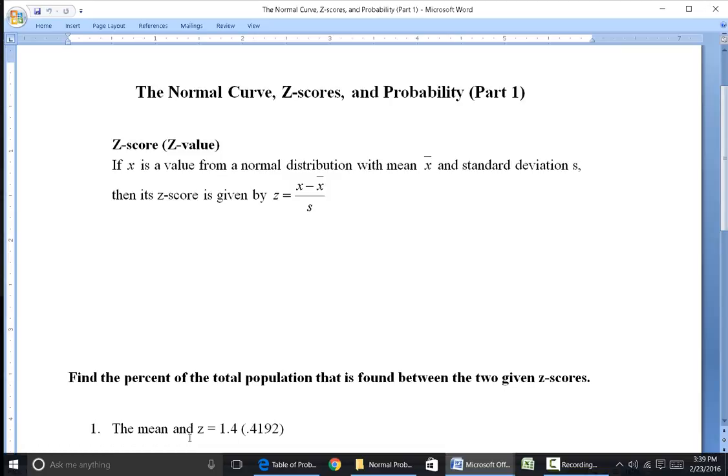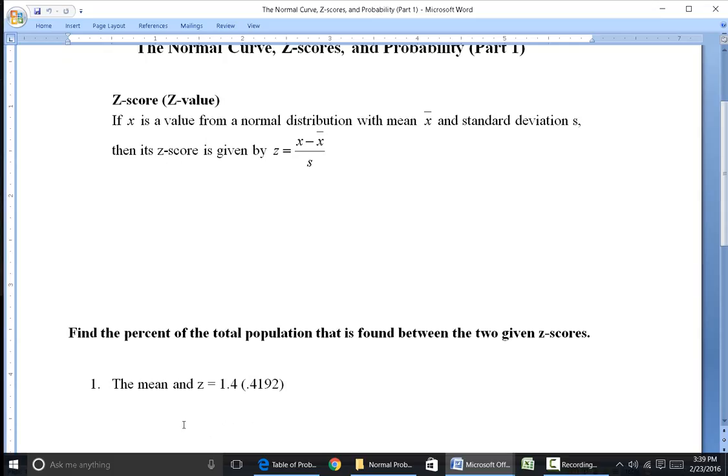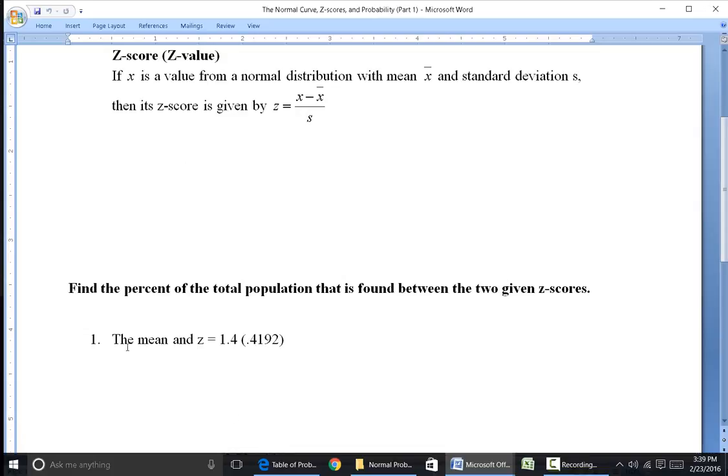Okay, so in this case, I want to know the percent of the population that is between the mean and 1.4. And notice the z-value is positive, so we're talking about 1.4 standard deviations above the mean. So how many scored between the mean and 1.4 standard deviations above the mean? I have the answer in parentheses, but I'm going to show you how to get the answer first from a table.